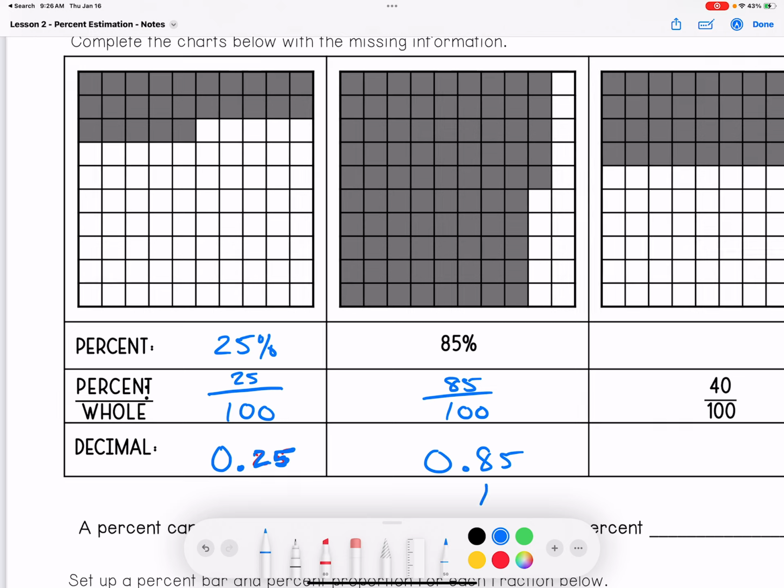And remember, this is tenths, 100ths. So it's 85 100ths. 85 out of 100. So you say 85 hundredths.